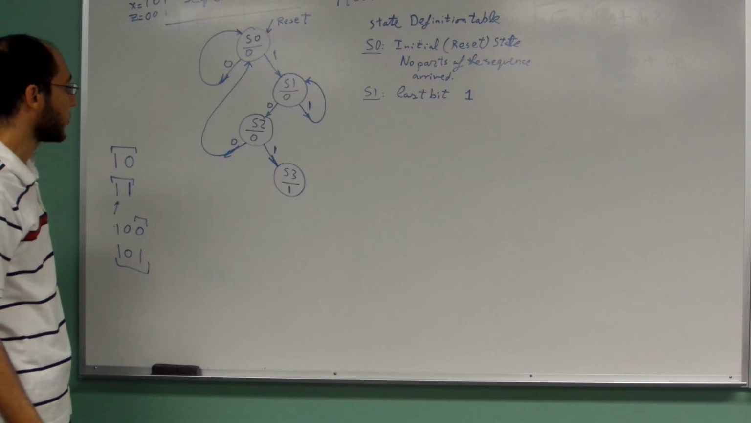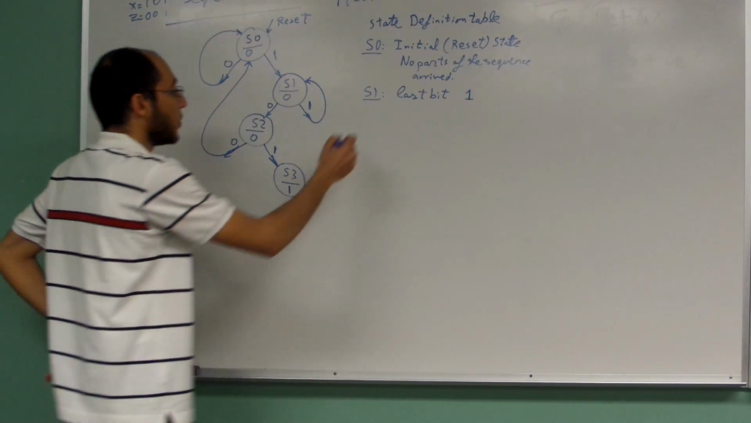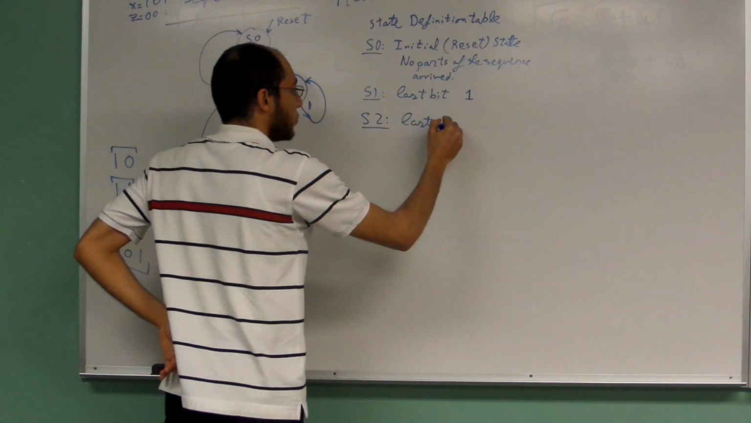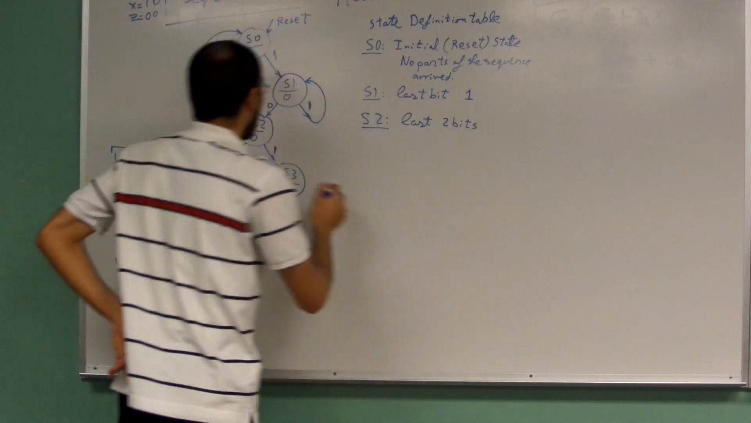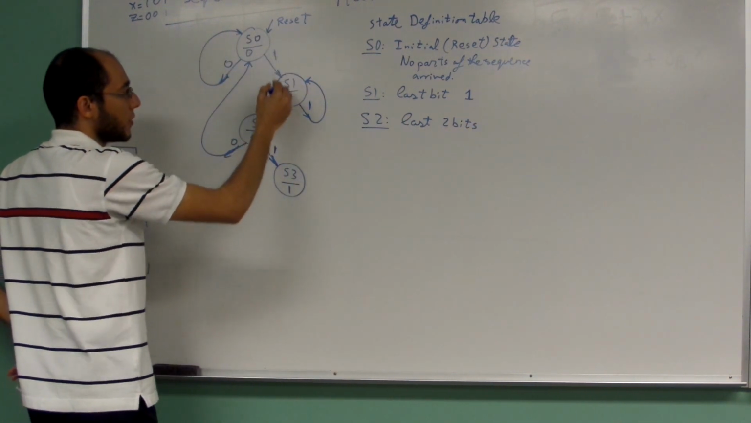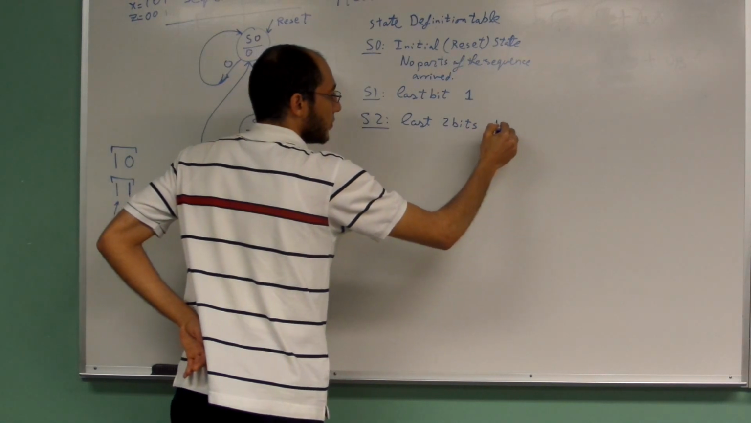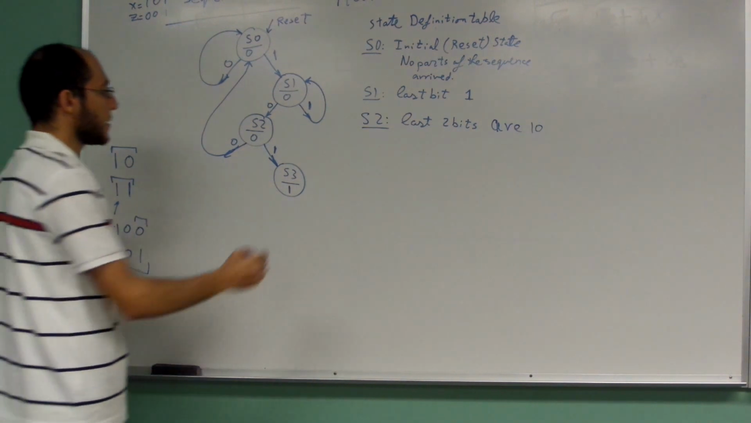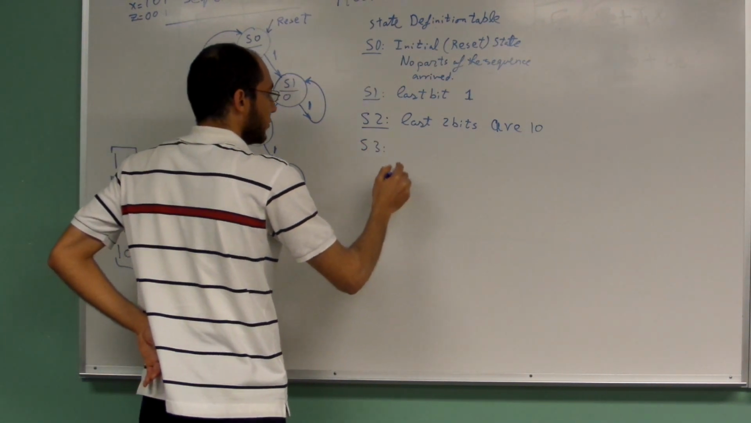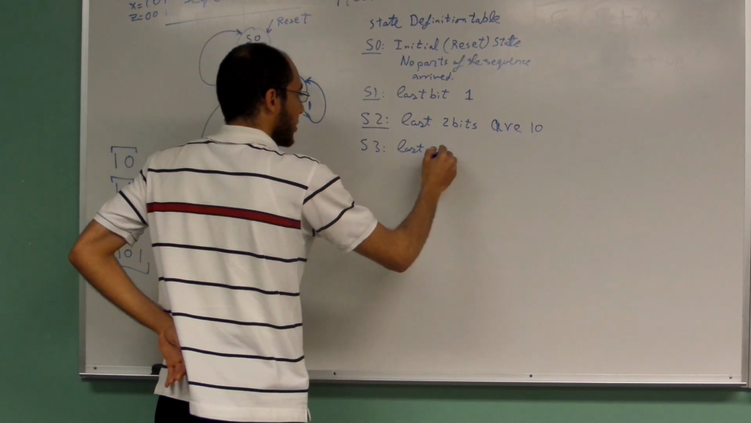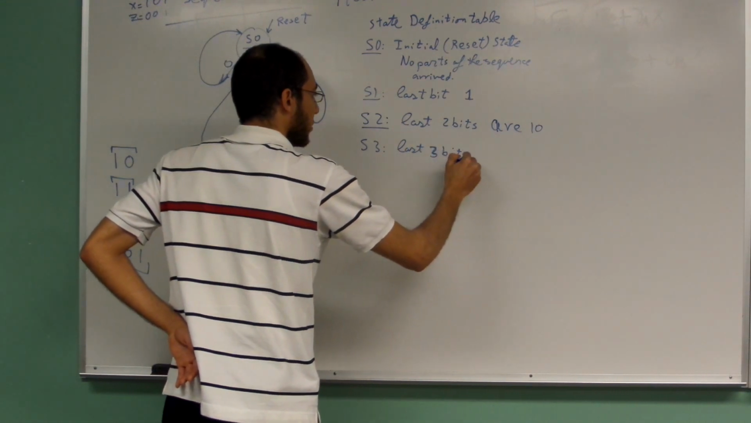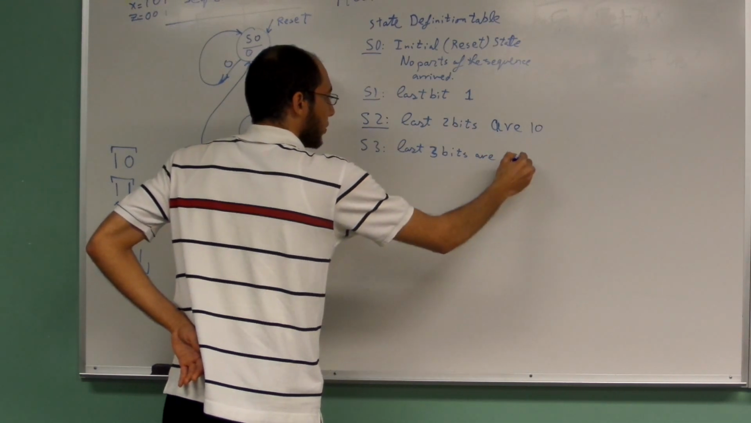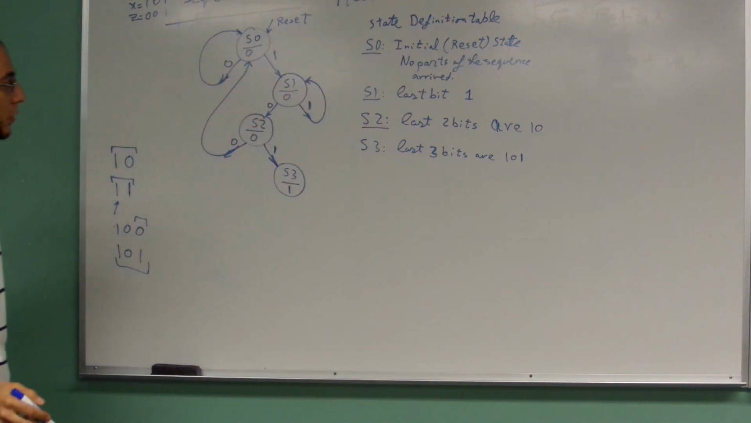Okay, and this is why I've written down this state name inside the bubble and written the output associated with this state. Okay? So, again, what does S2 represent? Represents last 2 bits are 1, then 0. Okay? S3 represents last 3 bits are 1, 0, 1. Okay?